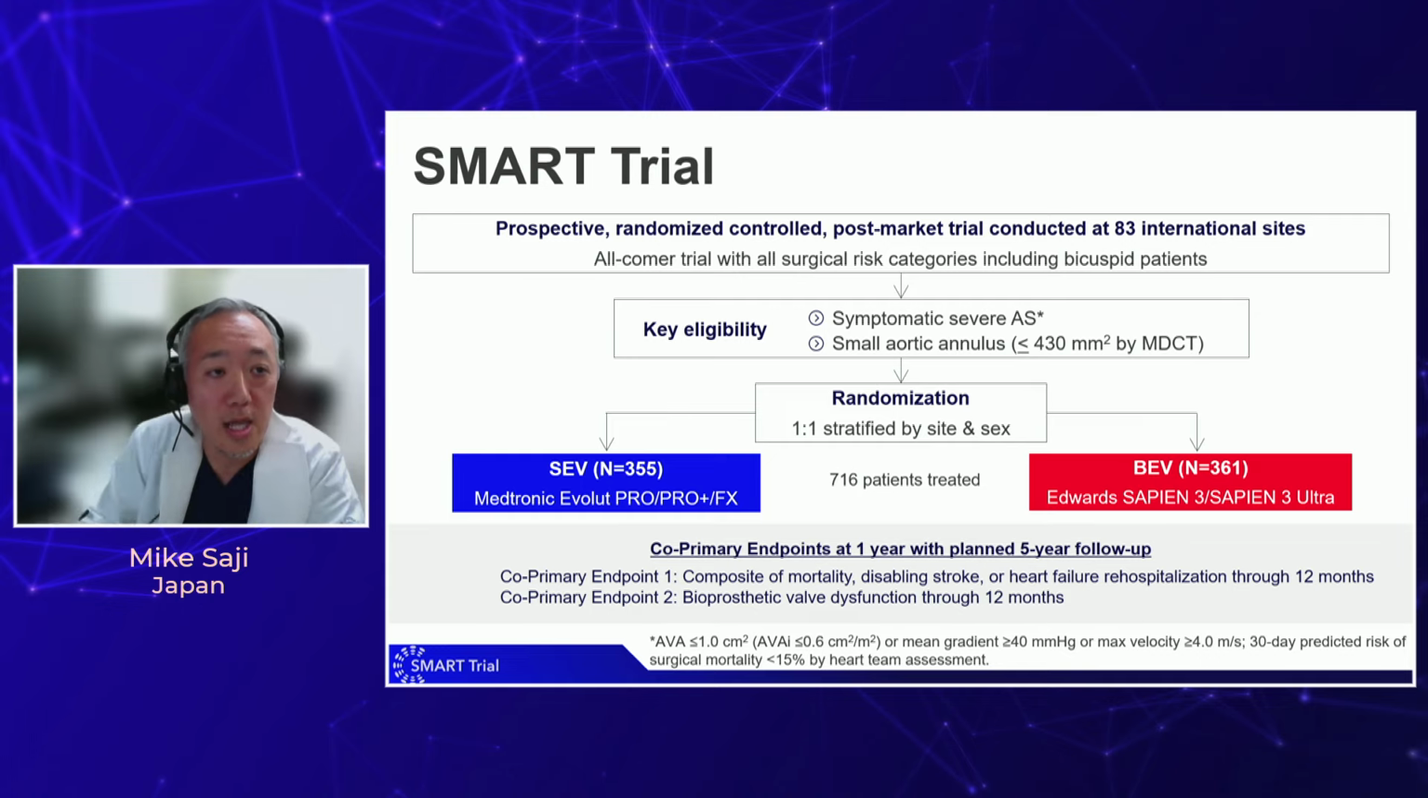And let me briefly review the SMART trial. This is a prospective RCT, including 83 international sites, to investigate severe stenosis patients with a small annulus, specifically less than 430 millimeter square by CT. The patients were split evenly to either the balloon-expandable or the self-expandable valve.